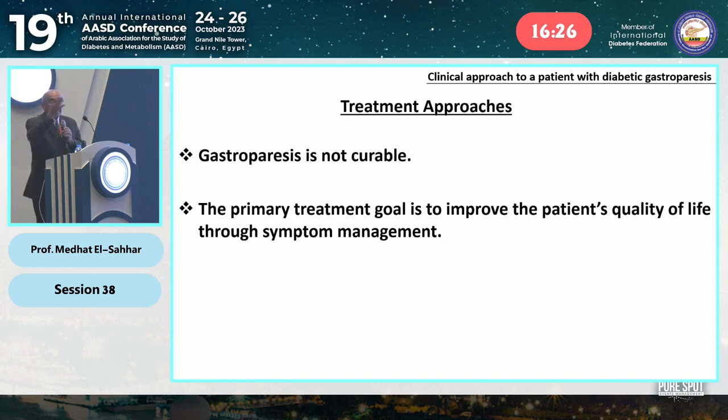So now, clinically, these are the symptoms of gastroparesis. Diagnostically, I am sure this is gastroparesis. How to treat? The treatment approach: first thing, gastroparesis is not curable. This is the first thing that you have to tell to your patient. My role is what? The primary treatment goal is to improve the patient's quality of life through symptom management.